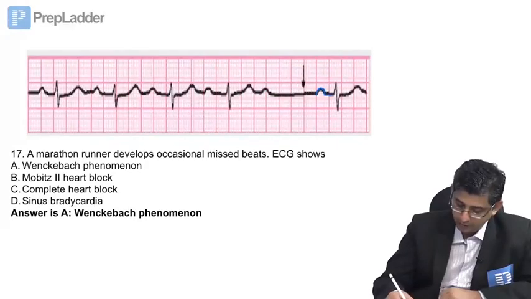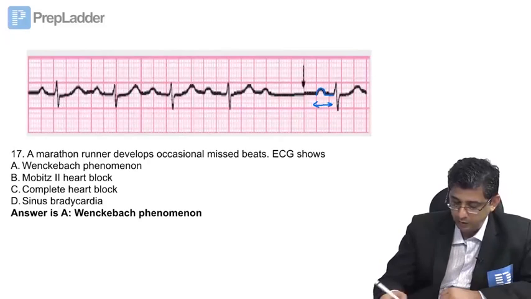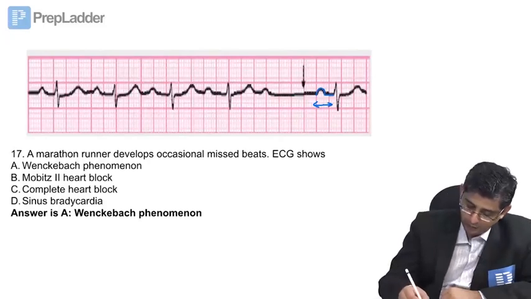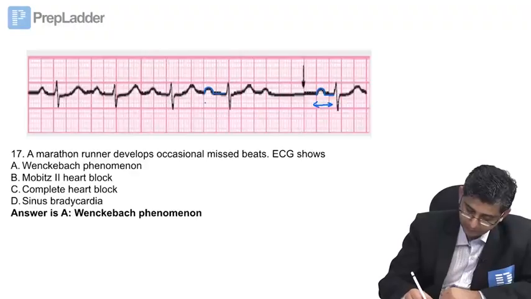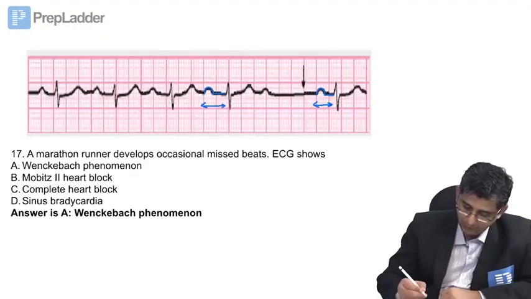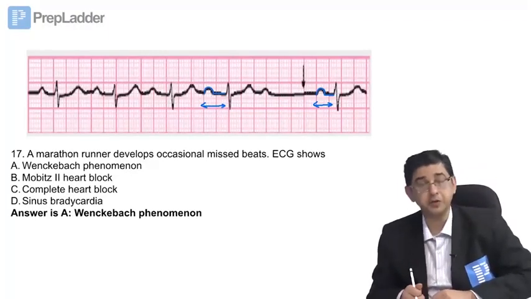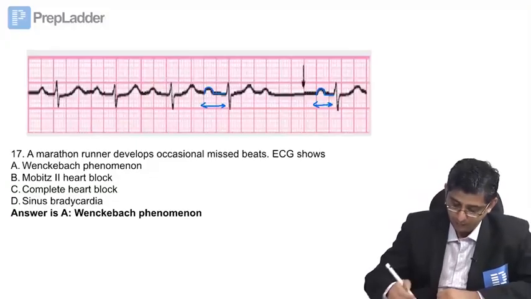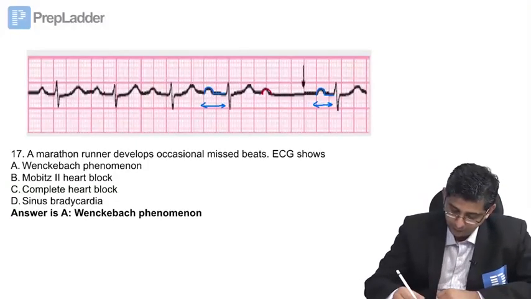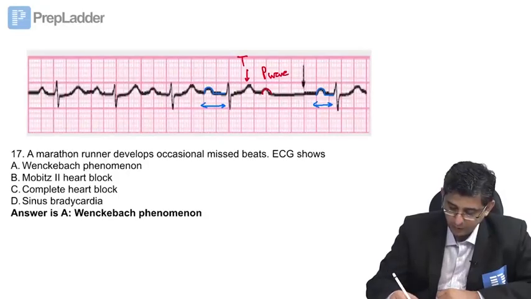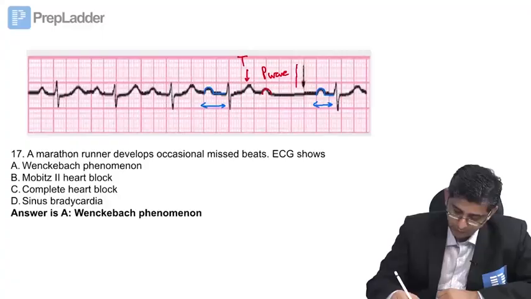I'll have to put the pointers again. This is the PR interval, beginning of P to the starting of the Q wave. And then if you look at the PR interval here, there is definitely some difference, pretty appreciable. This is a P wave, this is T, this is a P wave, and then we are having a missed beat. There is no QRS complex occurring here.